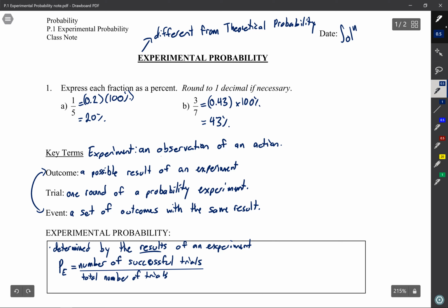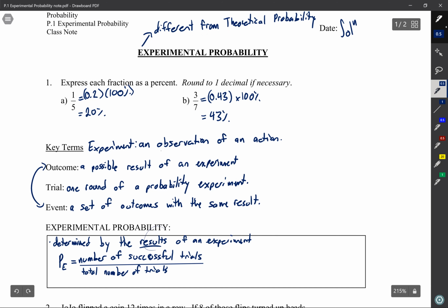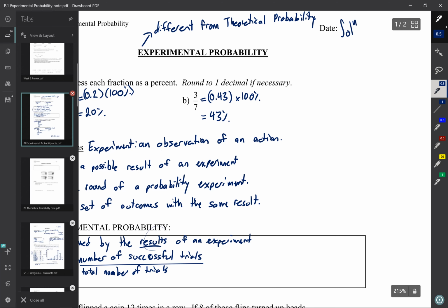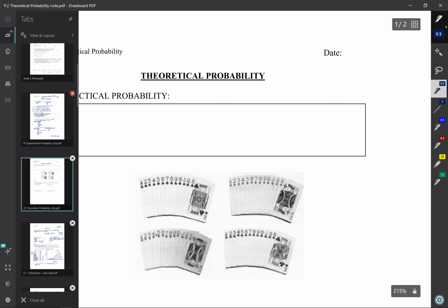Okay, so yesterday we went over experimental probability. Just a reminder, experimental probability was determined by the results of an experiment. That was the number of successful trials divided by the total number of trials. So in order to calculate experimental probability, what we needed to do was conduct an experiment. Conversely, today we're going to go over theoretical probability.